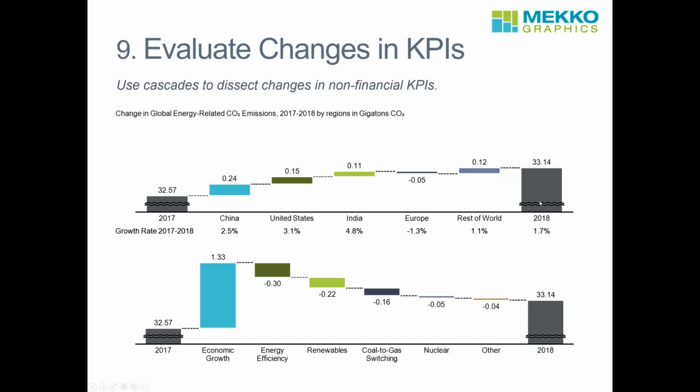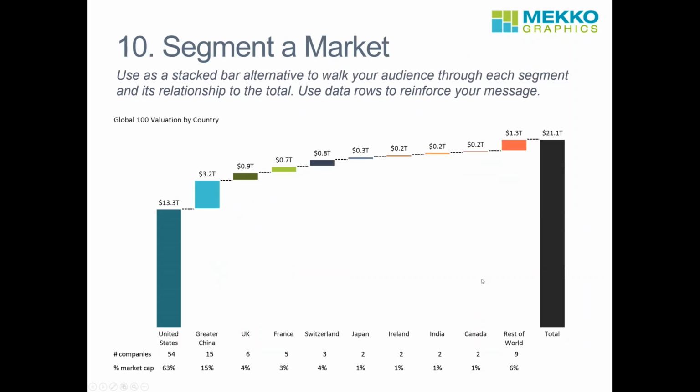And again, I use the axis breaks in this chart as well. And last, I wanted to show one more build-up cascade, one more segmentation chart. And here we're segmenting the market. We're segmenting the global 100 companies by country. And you can see very clearly that more than half of those companies and way more than half of the value is coming from the US.